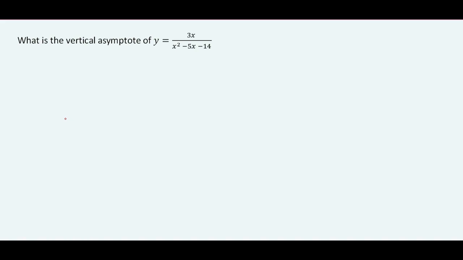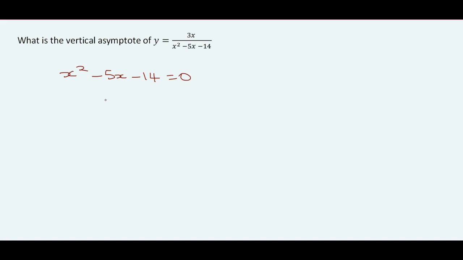What is the vertical asymptote of 3x over x squared minus 5x minus 14? So what we're going to do here is try to solve x squared minus 5x minus 14 equal to 0. Now you have a few choices. You can use the quadratic formula, or you can use plain factorization or factoring. Let's try both just so that you can see which one works better for you.